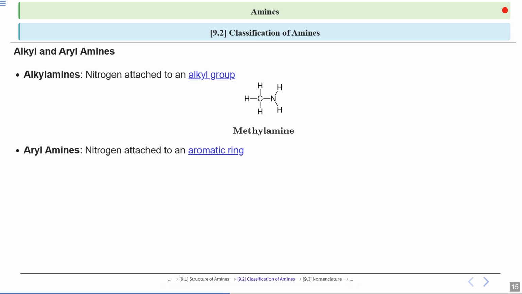Next is aryl amines. In these compounds, the nitrogen atom is attached directly to an aromatic ring like benzene. If you see over here, one of the hydrogens of ammonia is replaced by this benzene ring. So this is an aryl amine. And what is its name? It is aniline. If NH2 group is directly attached to a benzene ring, we get aniline. So the main difference between alkyl and aryl amine is whether nitrogen is bonded to an alkyl group or an aryl group.